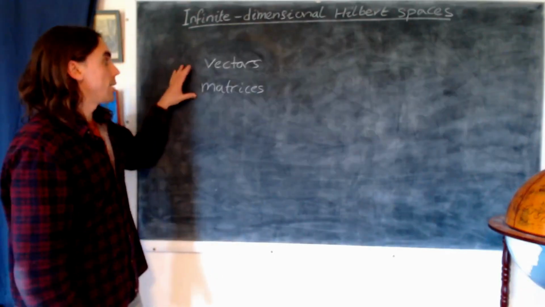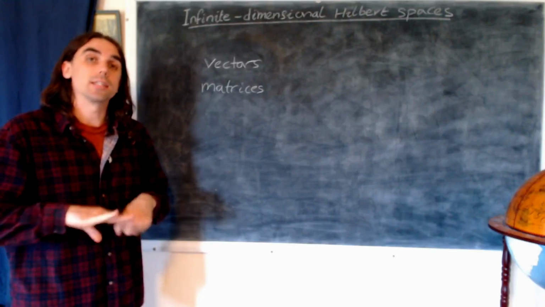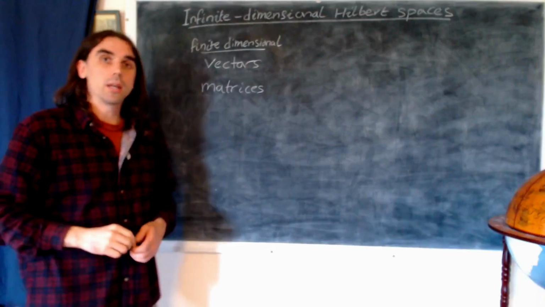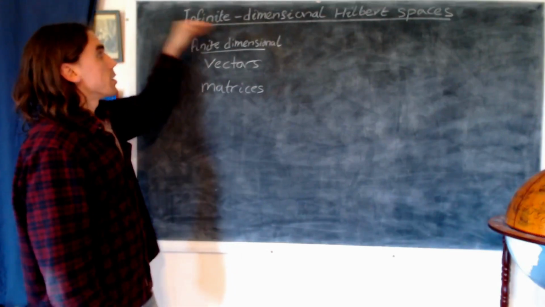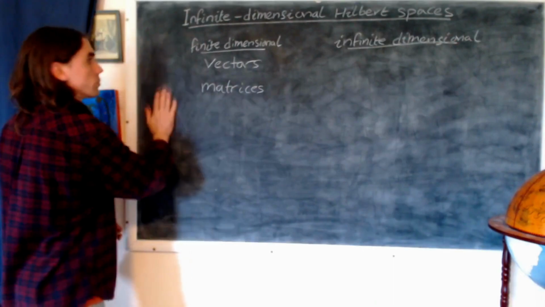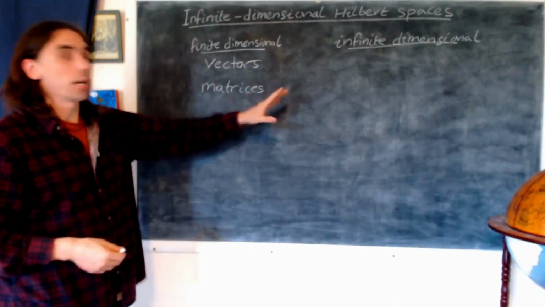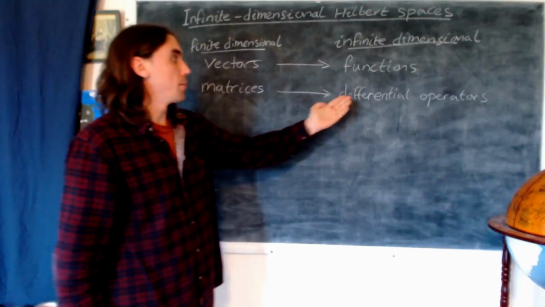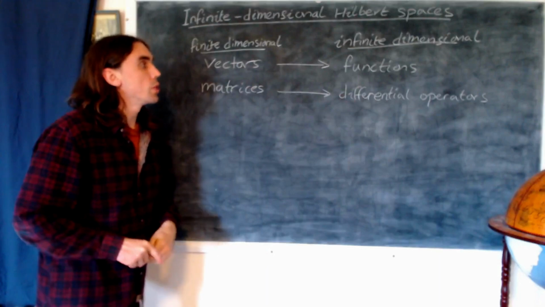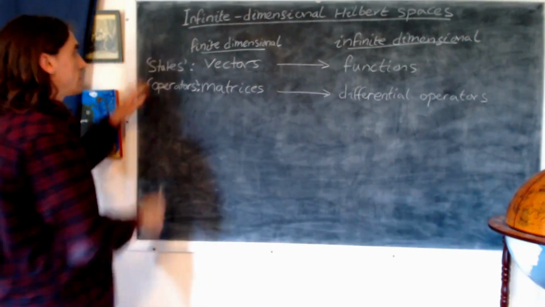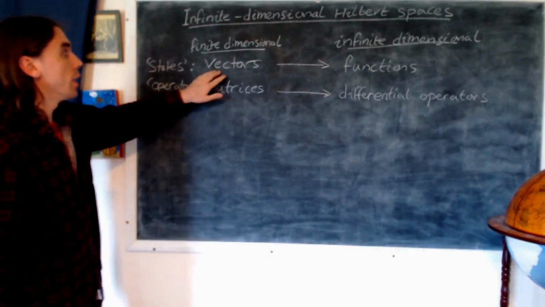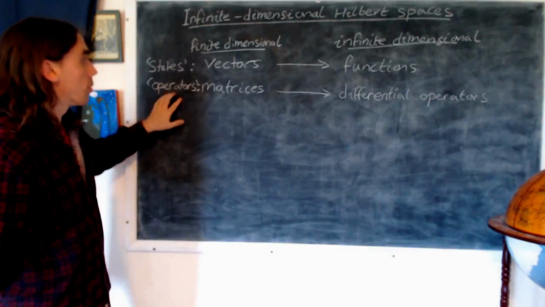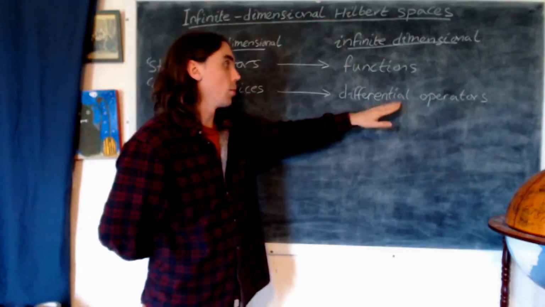And we're familiar with how to manipulate these things when the dimension of the space in which we're working has a finite number of dimensions. In the case that we extend our space to have an infinite number of dimensions, the objects just become the following. Vectors become functions and matrices become differential operators. And in general we can use the overarching terms states, referring either to vectors in finite dimensional spaces or functions in infinite dimensional spaces, and operators referring to either matrices or differential operators.